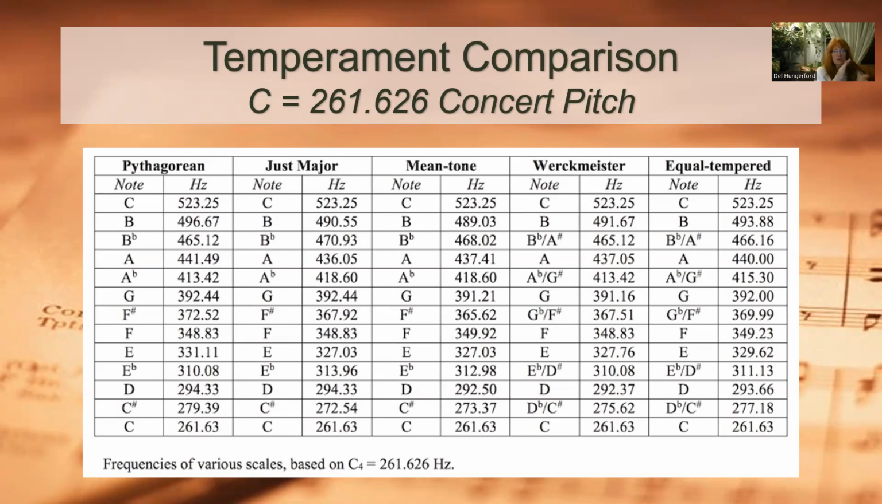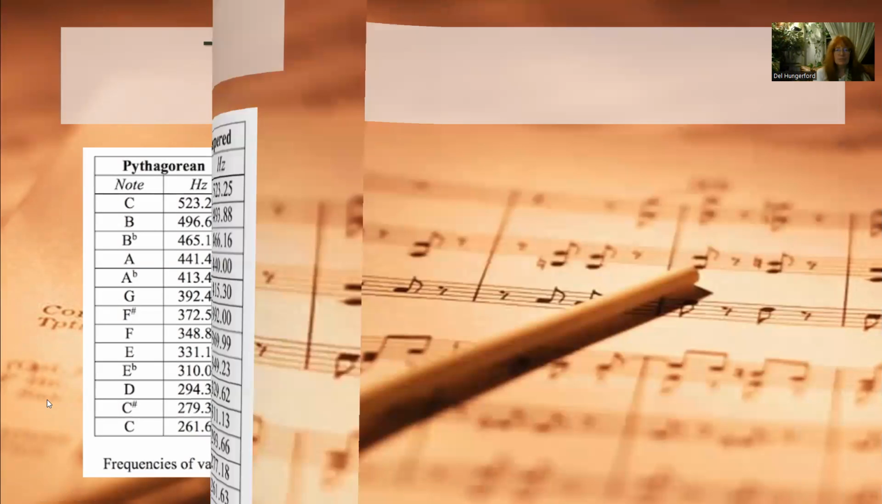And again, for those of you who are visual people and who like numbers, this should explain to you why the octaves are the same, but the distance, all the different notes in between are going to be different depending on which temperament you choose. They're all tuned to this C. But the distance between notes is going to be different depending on which temperament you choose.